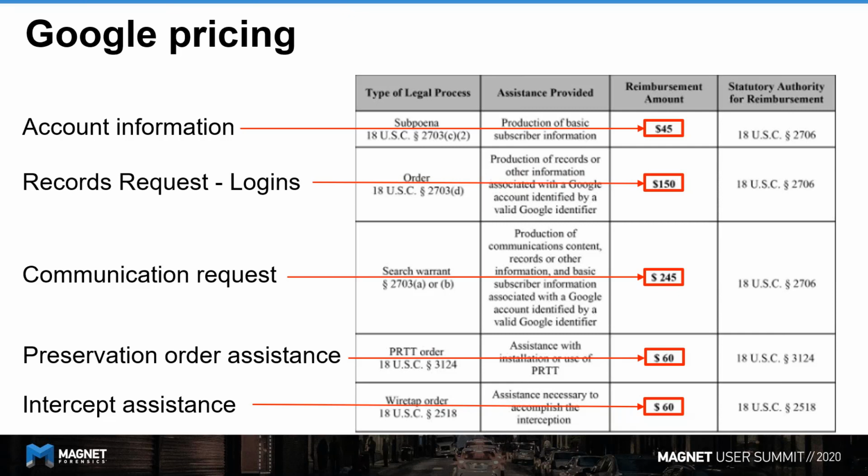And then at the bottom, you can see that if you're trying to do a live intercept of information happening over that account, that would be a $60 thing. Now, not that they would do it for 60, the intercept assistance, so any assistance dealing with an intercept request would be 60 US dollars.